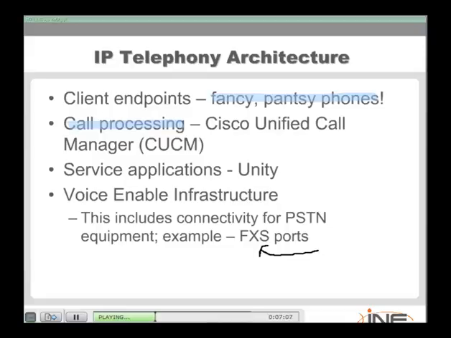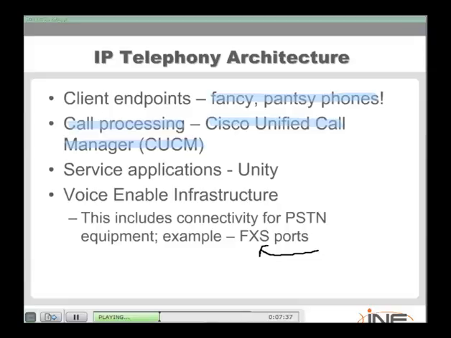The primary example of the Cisco product that addresses this call processing is the Cisco Unified Call Manager. The Cisco Unified Call Manager is remarkably powerful, and it is the replacement in the voice over IP world for that traditional PBX.